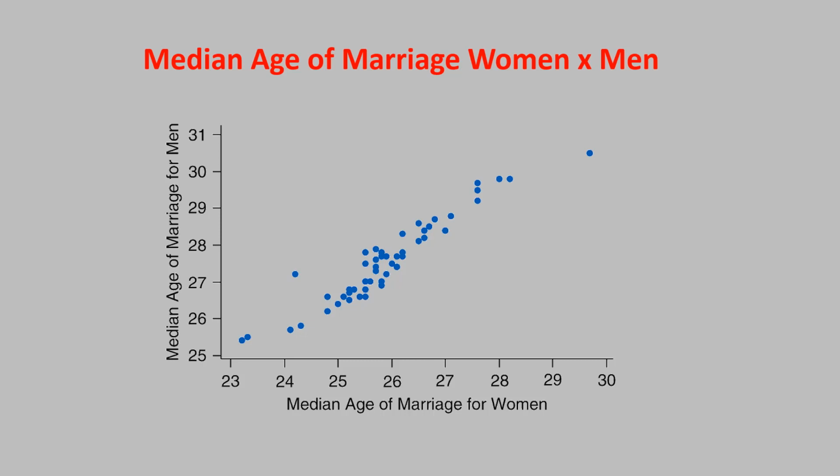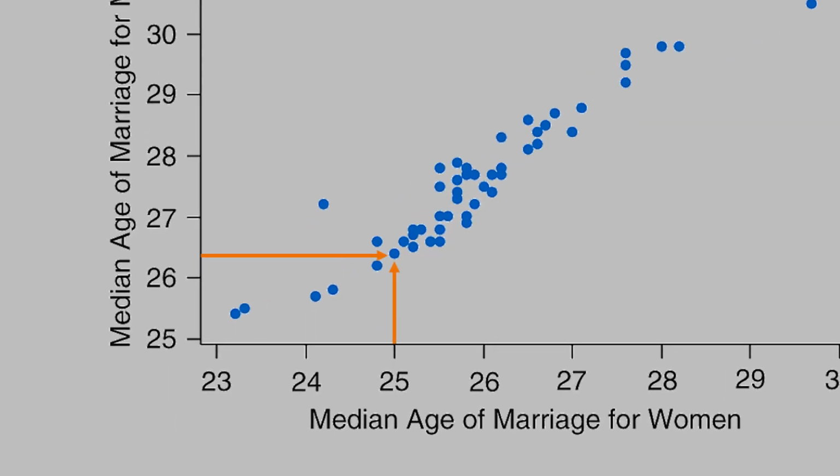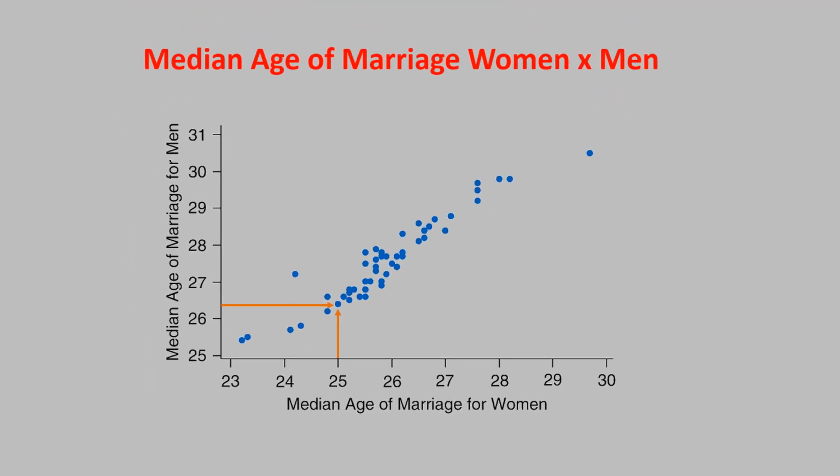Each point represents a couple and the age of the man and the age of the woman when they got married. For this couple here, for example, it looks like the man was about 26 and a half and the woman was about 25. Overall, the points are fairly close together and the relationship is a positive one. As the age for women increases, the age for men also increases. There's some variability in the data, but overall it looks as if women marry men who are just about a year or so older than they are.